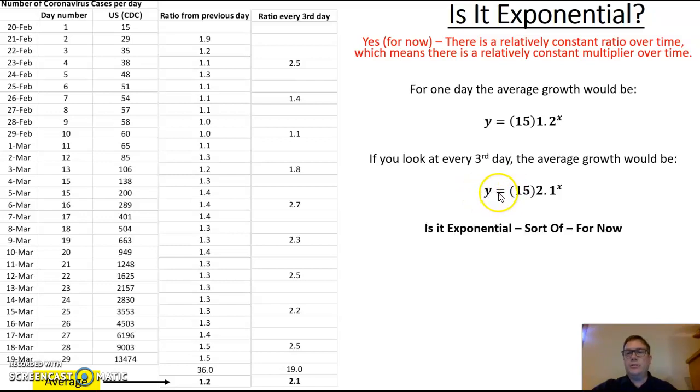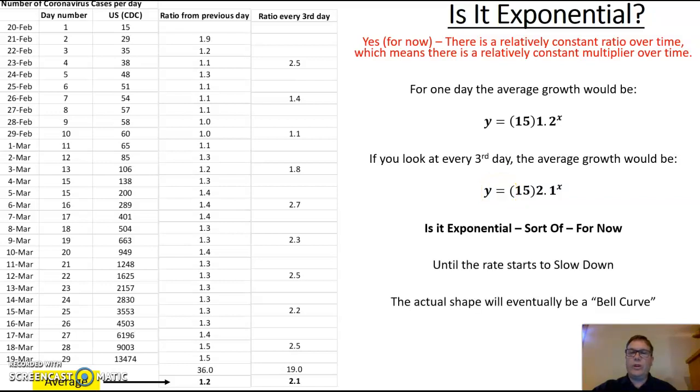So I would say, yeah, this is exponential. But I'm going to also say this for now. What I mean by that is you should know that this is going to fit eventually what's called the bell curve, which is a type of exponential function. This is also called the Gaussian curve or the normal curve. And with COVID-19, right now we're in this section here, which looks very, very much like just an exponential growth curve.